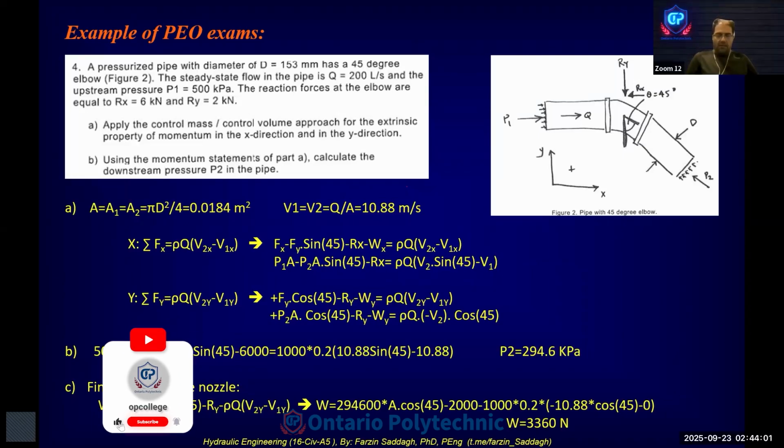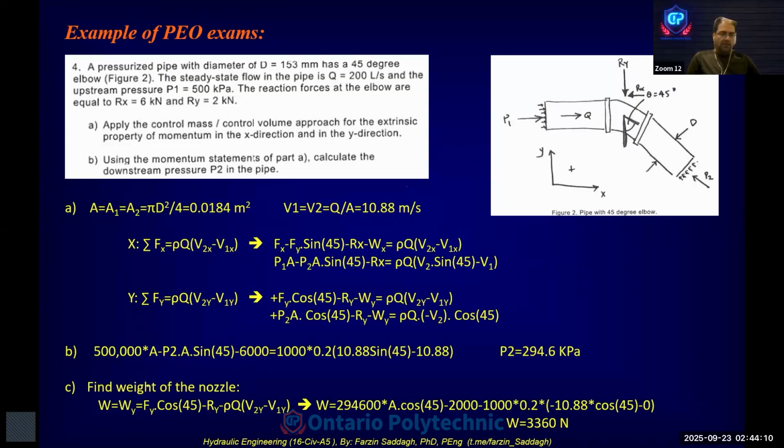Okay, we have another example regarding the momentum equation. This is another question from the PO exams. A pressurized pipe with a diameter of 153 millimeters has a 45-degree elbow. The steady state flow in the pipe is 200 liters per second and the upstream pressure is 500 kilopascal. The reaction forces at the elbow are Rx equal to 6 kilonewton and Ry equal to 2 kilonewton.